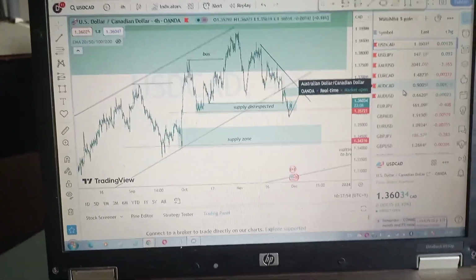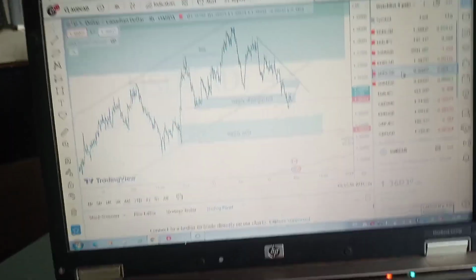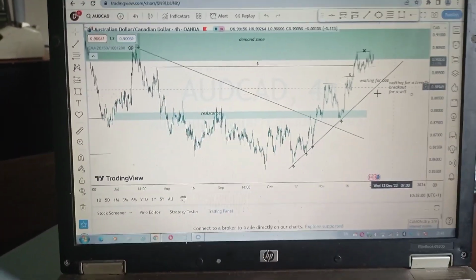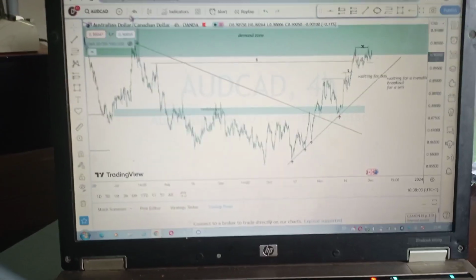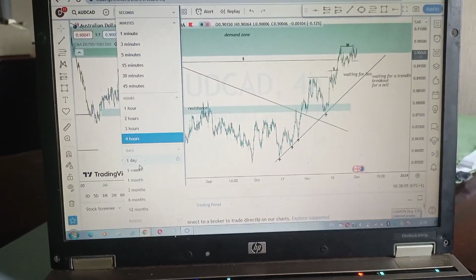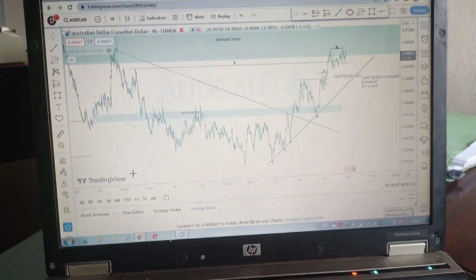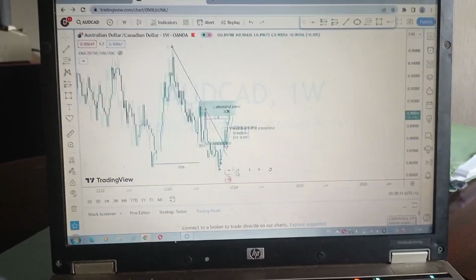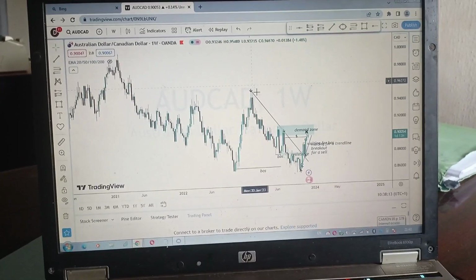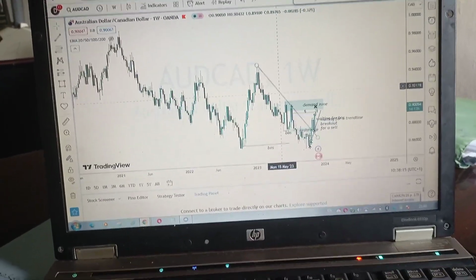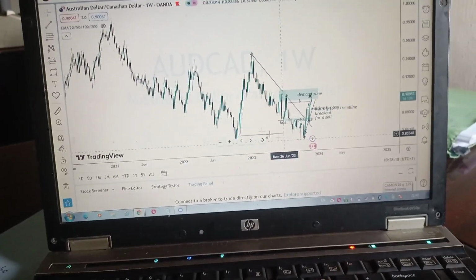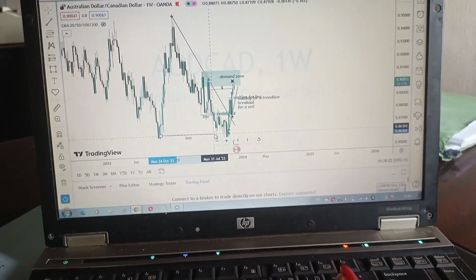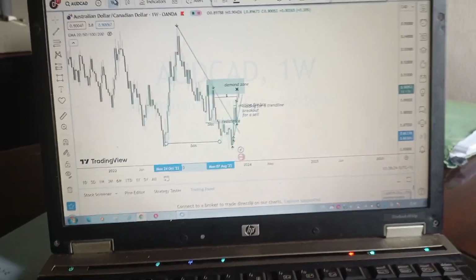Now let me open USDCAD. Let me see, I've not checked the chart for today. Okay, I already analyzed this before. Let me just show you. On the weekly time frame, price is obviously bearish. Price has been bearish for a very long time. We had a break of structure here. That's why this is here.